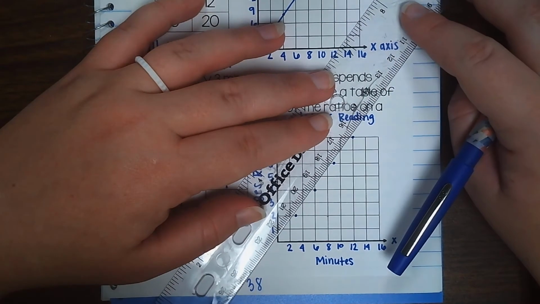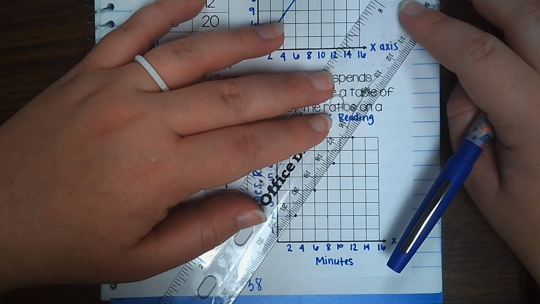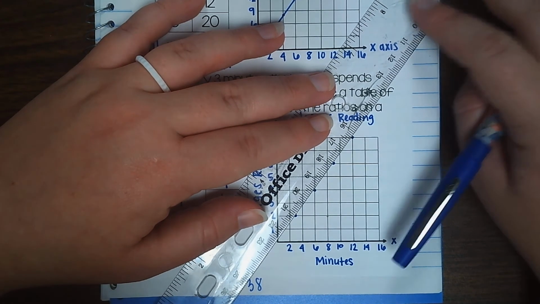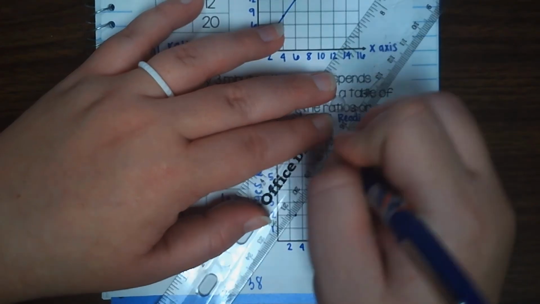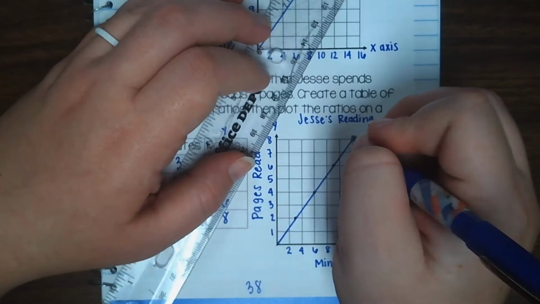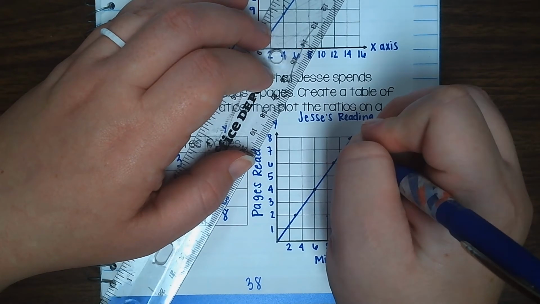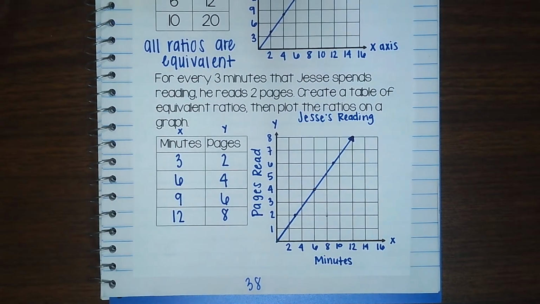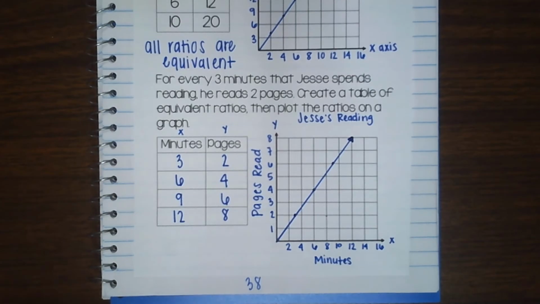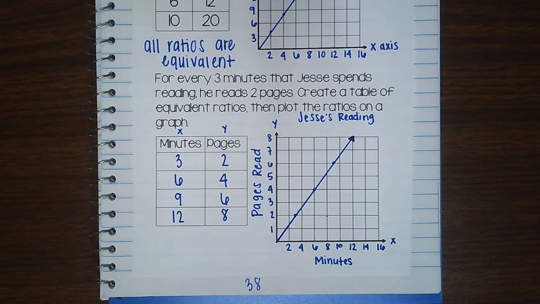So once again, I'm going to use my ruler. All of them are touching our line. All the way straight through. I'm going to put on an arrow so we know it keeps going. And we can see that they're all equivalent because they form that straight line. And that about does it.